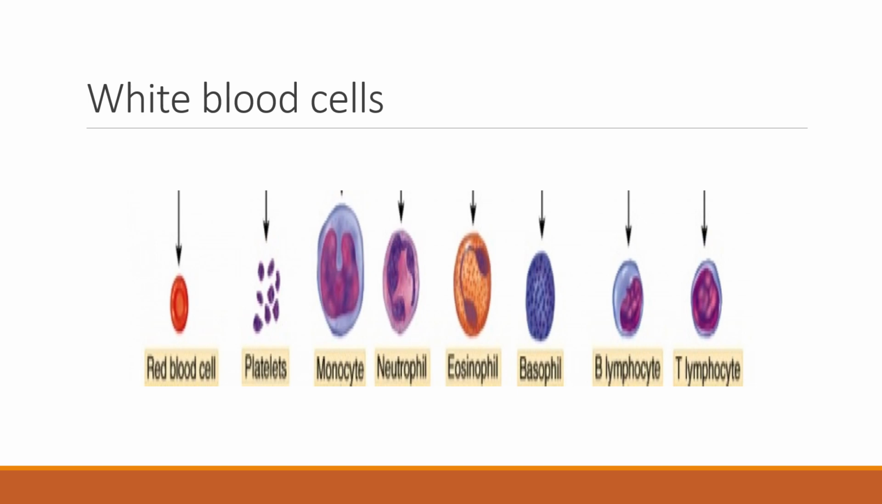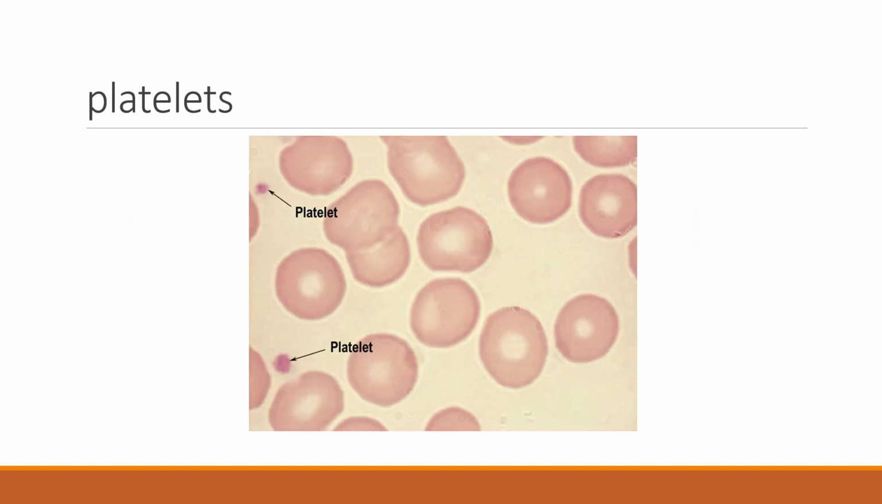White blood cells are the cells which provide immunity to your body. They are of different types, as you can see: eosinophils, neutrophils, monocytes, platelets, B lymphocytes, T lymphocytes, etc. These form our defense mechanism, which fights against foreign organisms and protects our body from diseases.